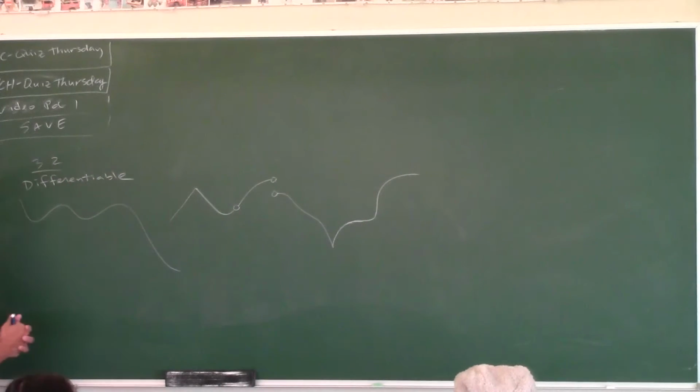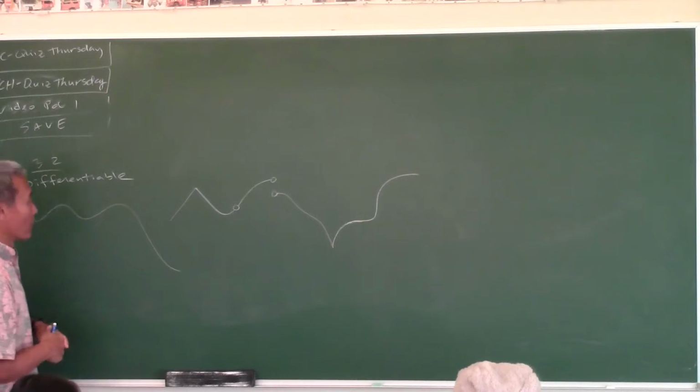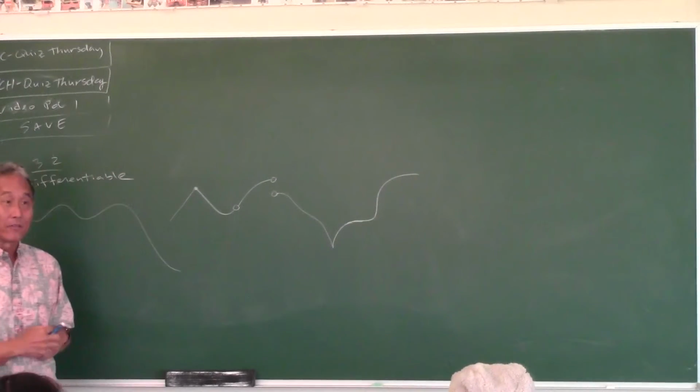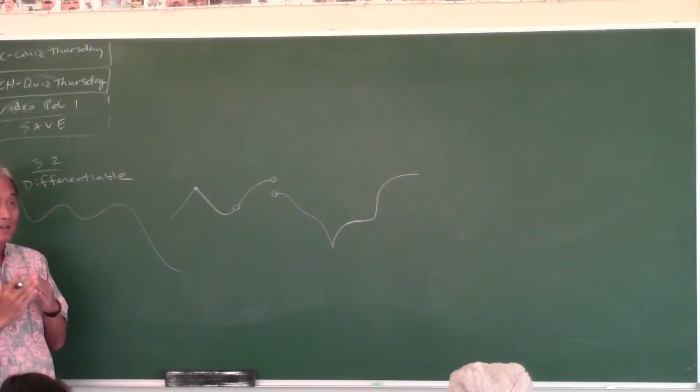Okay, so they're going to give you a graph on tonight's homework and they're going to ask you, where is the graph not differentiable? Where does it not have a derivative? Okay, so right here. Yeah, that's one of them. It doesn't have a derivative there because that's a sharp point. We talked about that already, right?